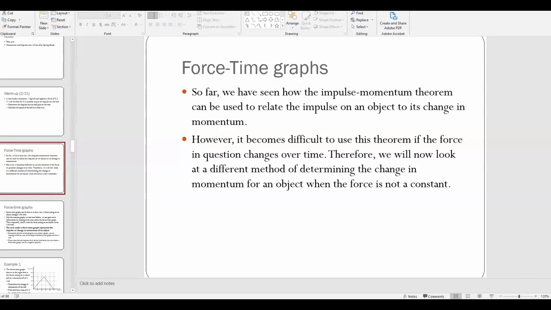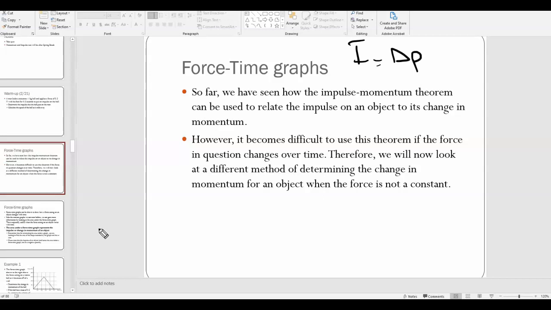Okay, so far this unit we've talked about the concept of momentum, the concept of how to calculate change in momentum and what impulse is, and then the impulse momentum theorem, which basically connects those two concepts. And so just to recap, the impulse momentum theorem basically says that the impulse on an object is equal to the change in momentum of that object.